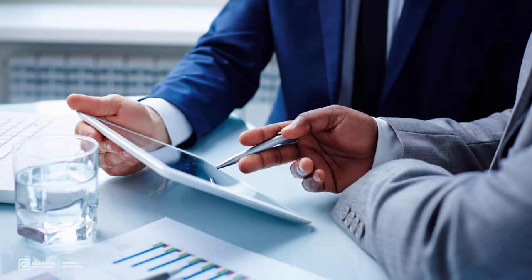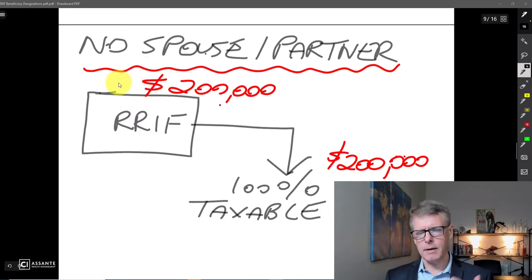So let's take a look at a bit of a schematic. So if there's no spouse or partner, keep in mind again, money gets transferred tax deferred if there is a partner to the surviving spouse. But if there's no spouse, let's say this RRIF account has $200,000 in it. When there's a last-to-die situation, no surviving partner, that becomes taxable income. So the $200,000 becomes taxable.